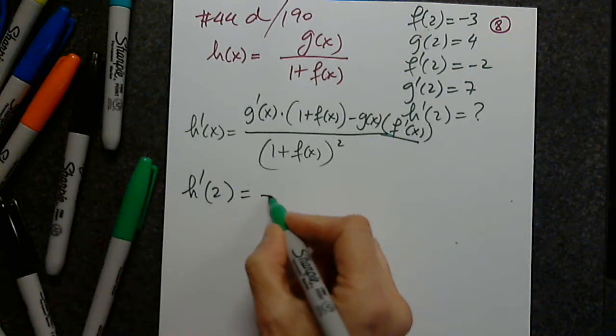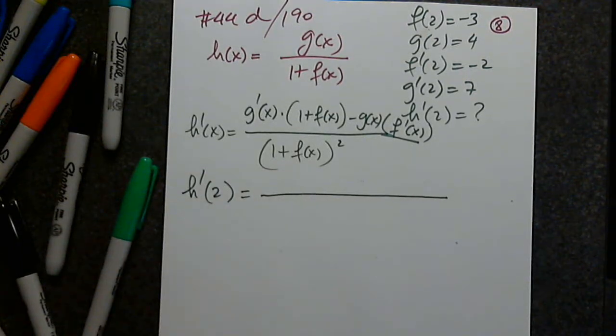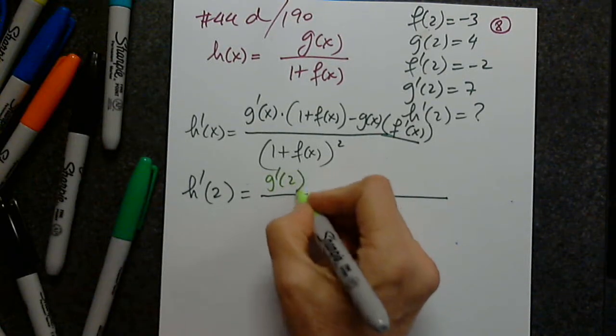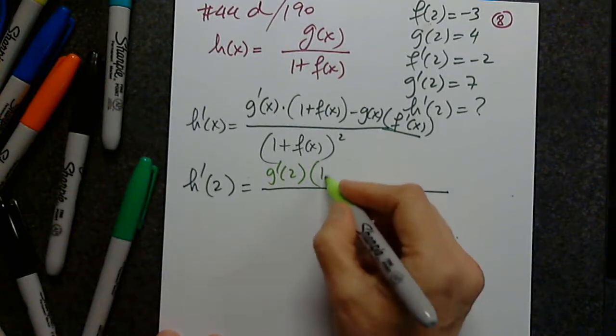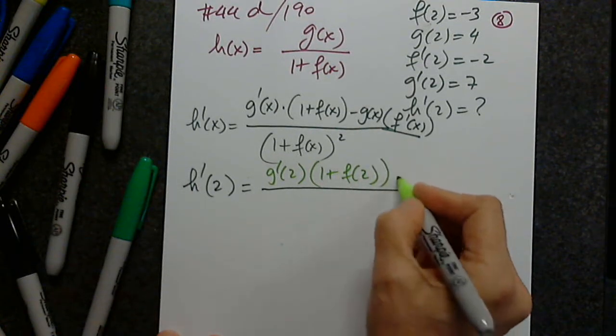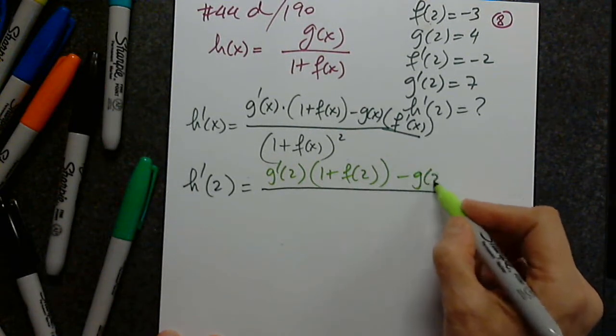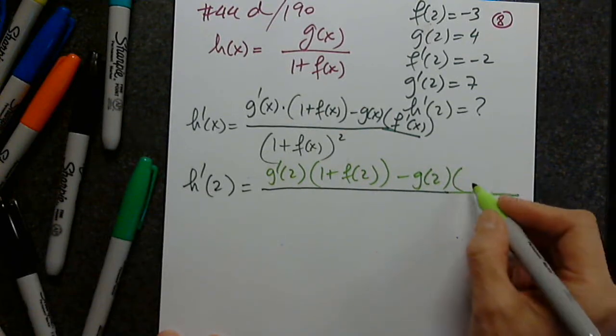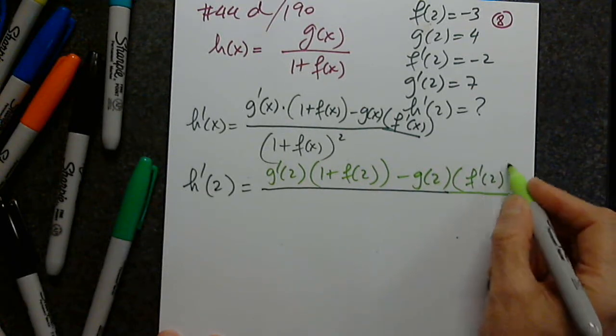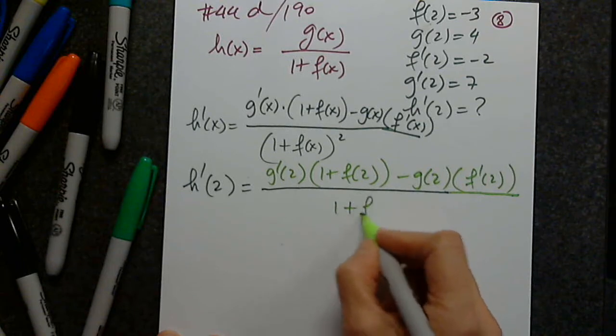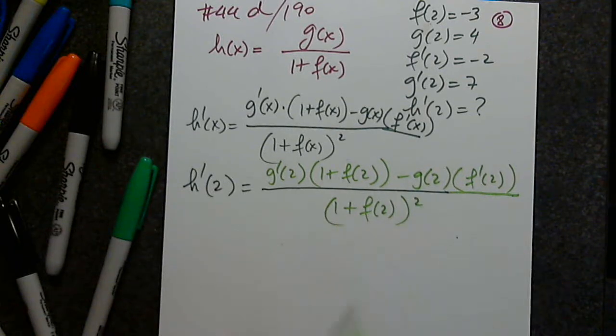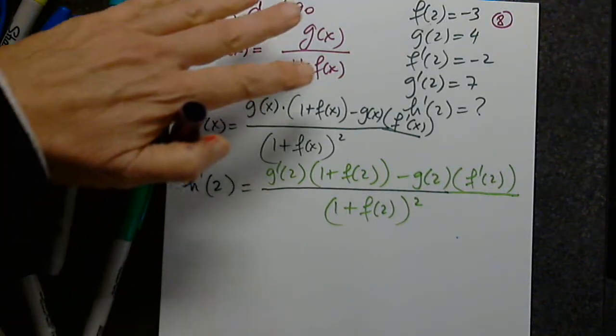So then I am ready to find h prime of 2. What will you tell me to write? Don't calculate anything, just tell me what to write. G prime of 2, very good, times 1 plus f of 2, awesome, minus g of 2, very good, times f prime of 2, over 1 plus f of 2, squared. That's it. All the information is given to us. All we have to do is just plug it in.